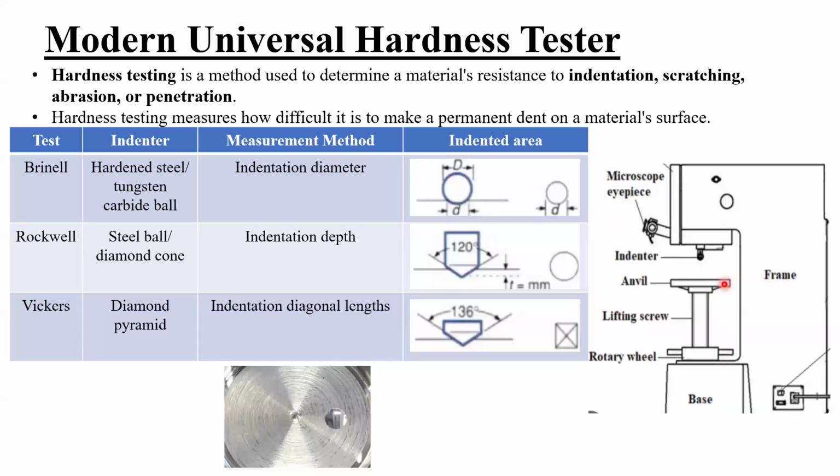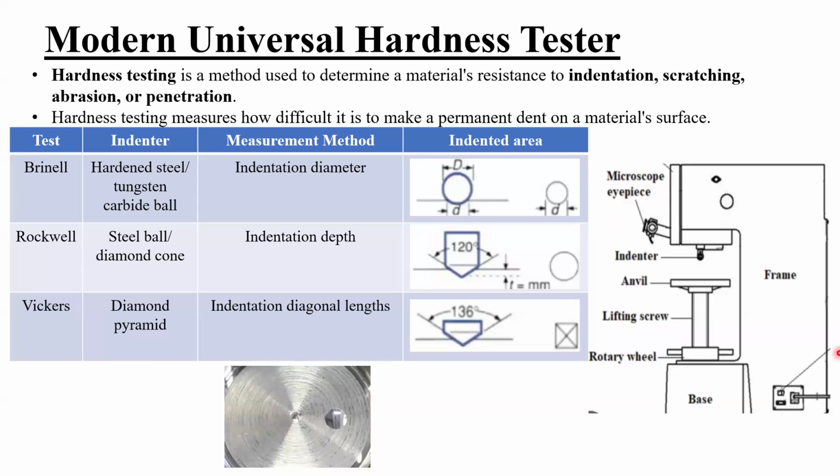Once you place your specimen on top of the anvil, you rotate this rotary wheel, so the lifting screw goes up and comes near the indenter. With a particular load, whatever the client is looking for, like 25, 50, or 100 Newton, that load will be at the back. Whatever load you want to fix, you put the screw on that.